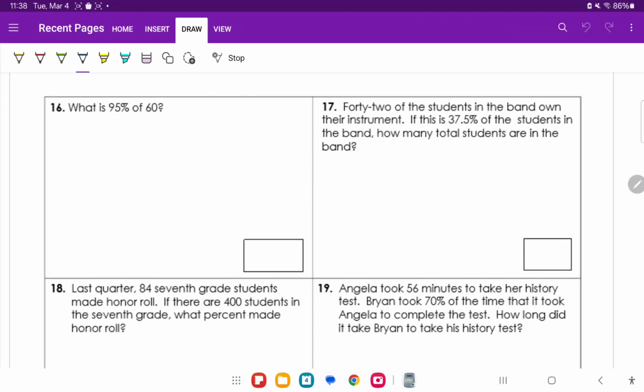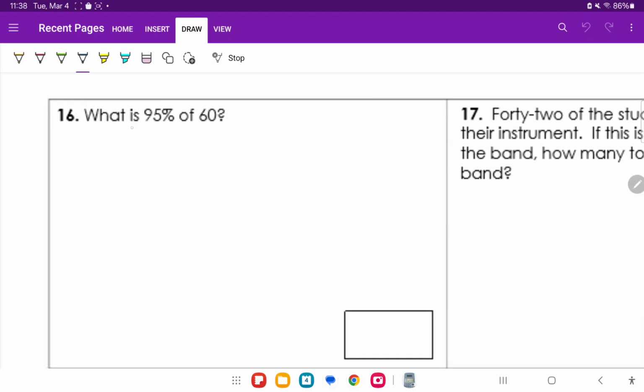Okay, so this is part 3 of our preparation for the Chapter 4 test. So let's go to number 16. What is 95% of 60? So remember that the word "is" translates to an equal sign. "Of" translates to multiplication. Okay, so when it says "what", that's going to be like our variable. What is 95% of 60?